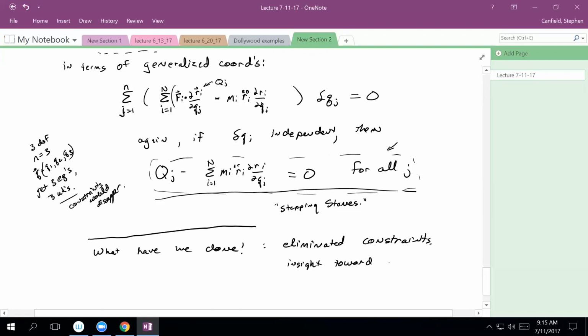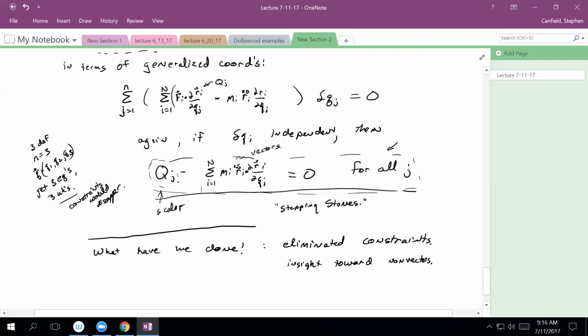breaking free of vectors, toward non-vectors or things other than vectors. And the insight would be here. See this Q sub j, we talked about that. That's a scalar. Now, at the moment, the way I've written this out, this isn't a scalar. Look, it's m sub i dotted with r_i double dot. That's a vector, and that's a vector, and there's a dot. So these are vectors. But you can kind of see that they're headed towards scalars, and they're written in terms of the Q sub j. So that's what we've done.